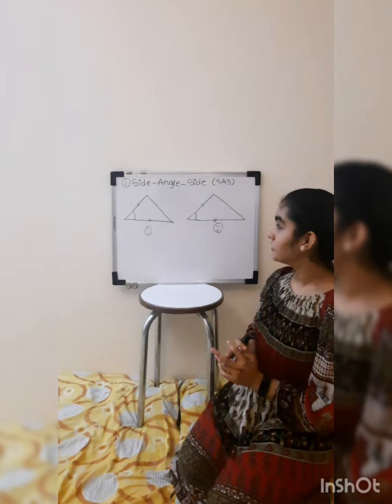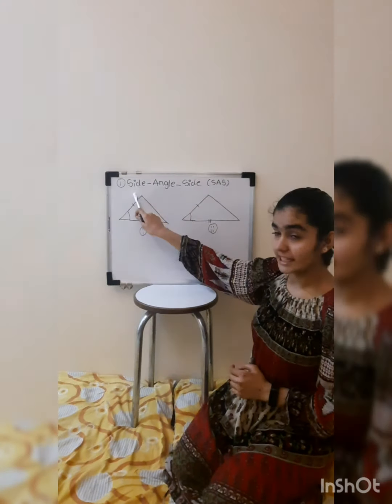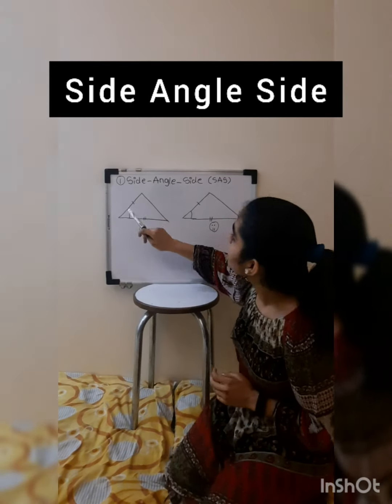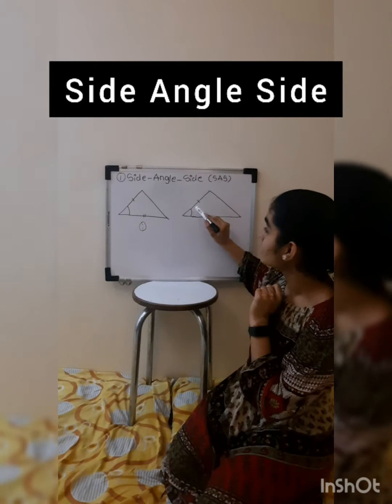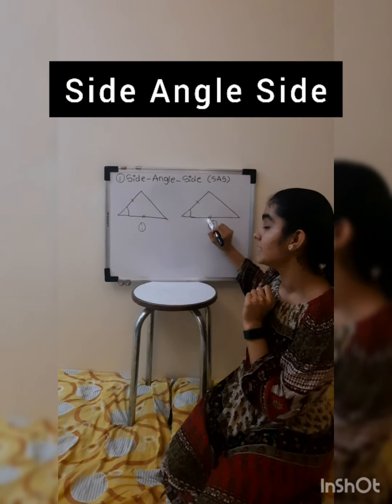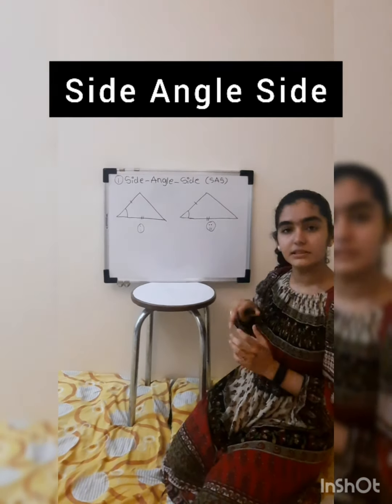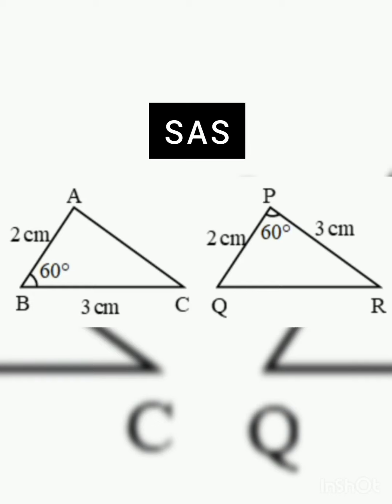We will see first the SAS criteria, that is side angle side. What it says is, if the side angle side of one triangle is equal to the side angle side of another triangle, then these two triangles are congruent. Now we will see some examples for this criteria.